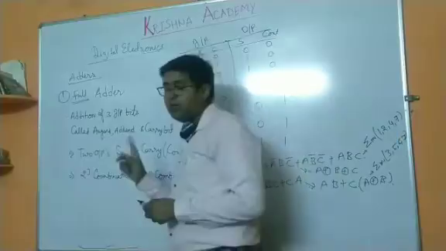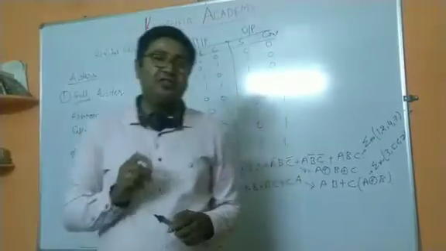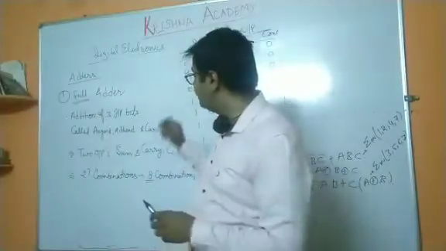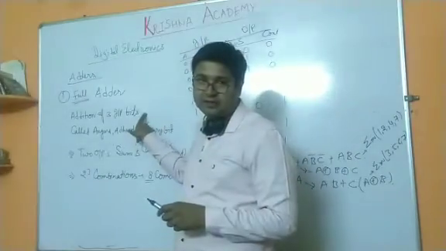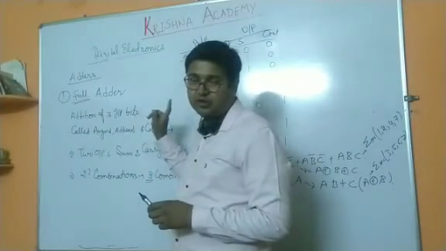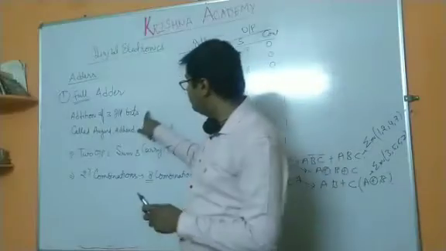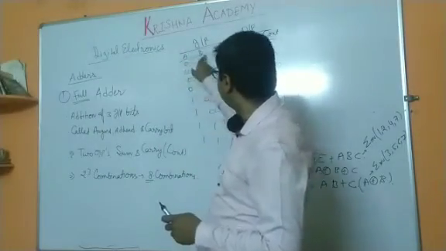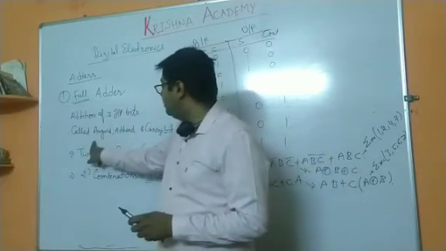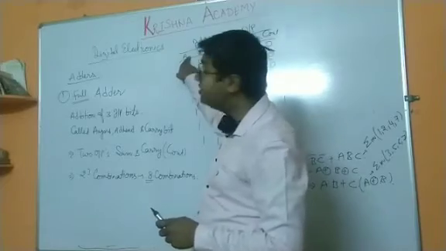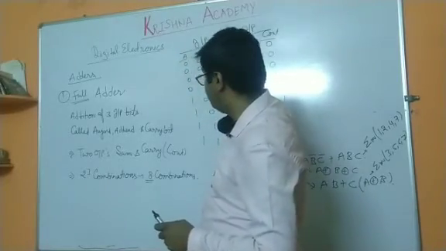Now first of all, as we all know the procedure of any logic gate implementation in combinational logic circuits, we need to identify inputs as well as outputs. So there will be 3 inputs and 2 outputs. The 3 input bits are A, B and C, which are called the augend, addend and carry bit. This is the augend bit, this is the addend bit, and this is the carry bit.